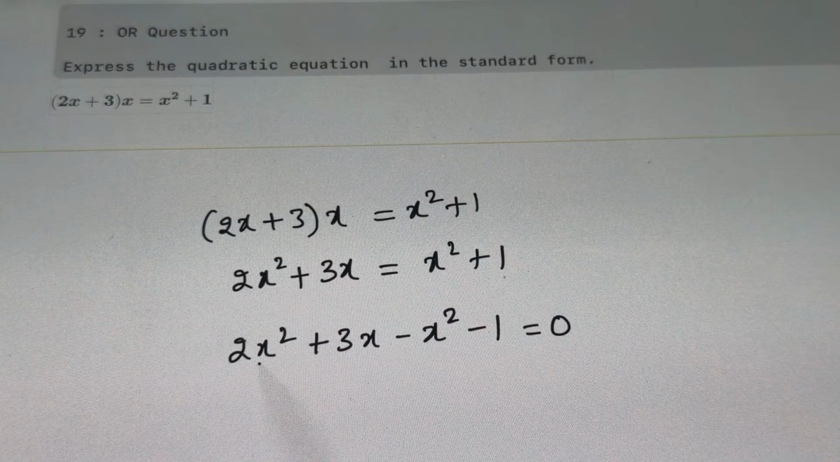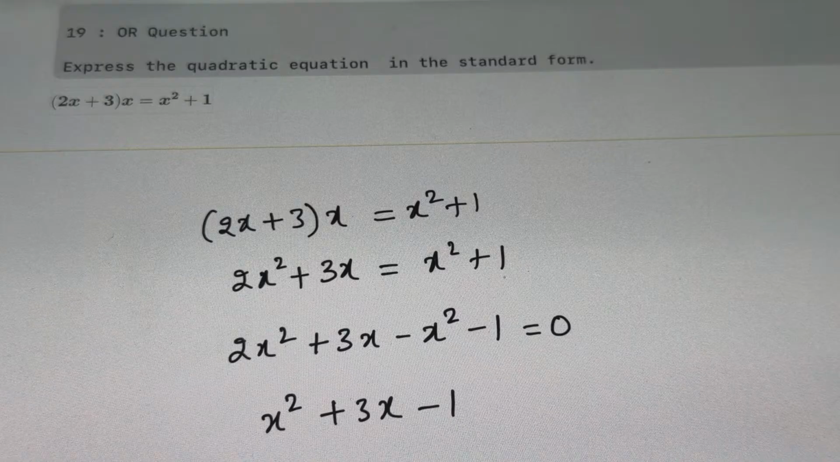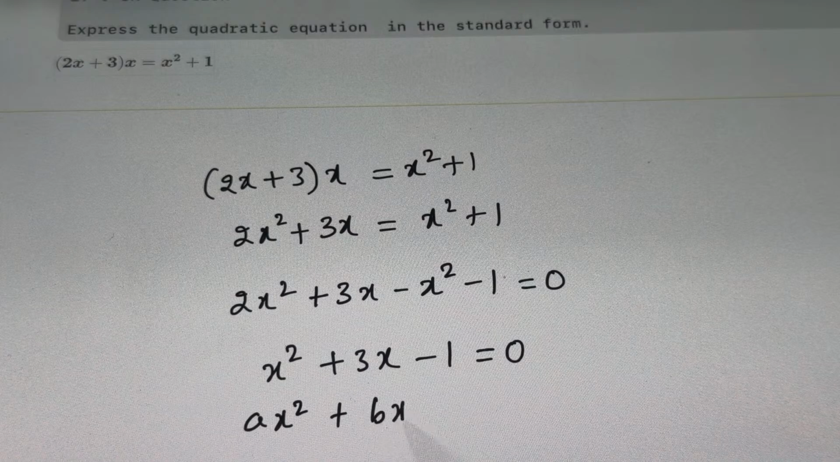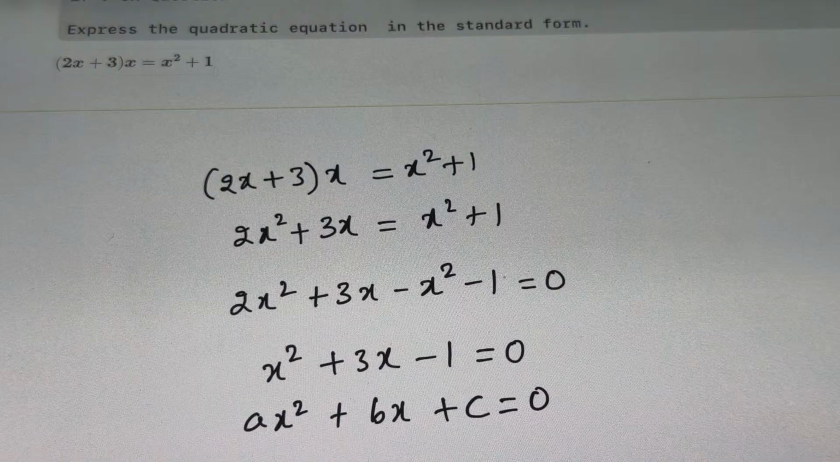So 2x square minus x square, we have 1x square. Plus 3x will remain as it is, minus 1, that is equal to 0. So now you have to write the standard form of the equation. The given standard form is ax square plus bx plus c is equal to 0. We can see we have written the given equation in the standard form. That is the required answer for the above question. Kindly revise the problem.